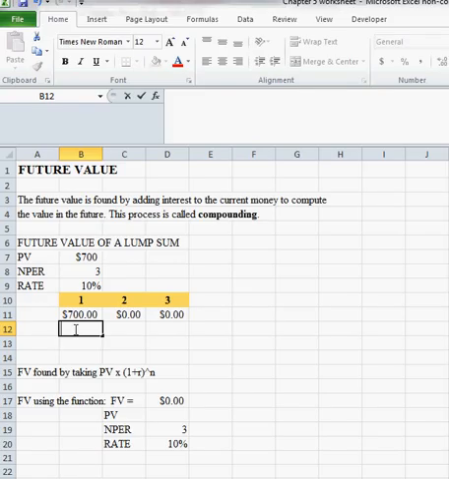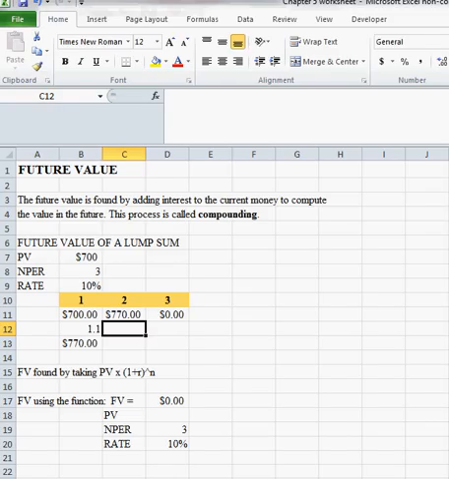So starting with the $700, at the end of 1 year, you would have the $700 back. So we always start with a 1 because you still have your original sum. And then we add to that the interest rate, so 10%. So I now have 1.1 or 1 plus 10%. So at the end of 1 year, you would have $700 times 1.1 or $770.